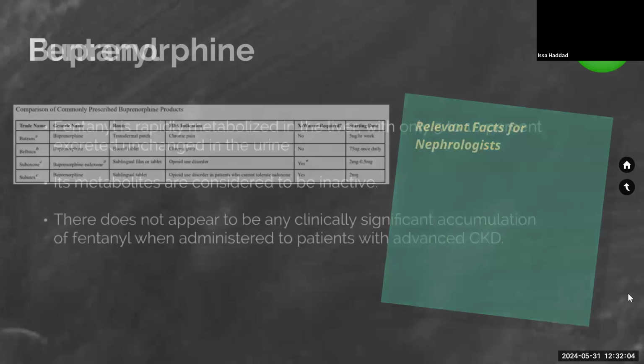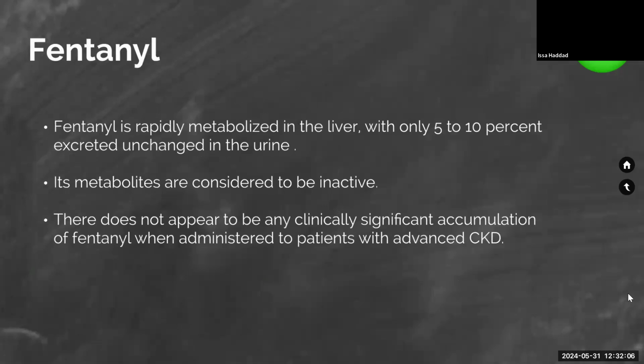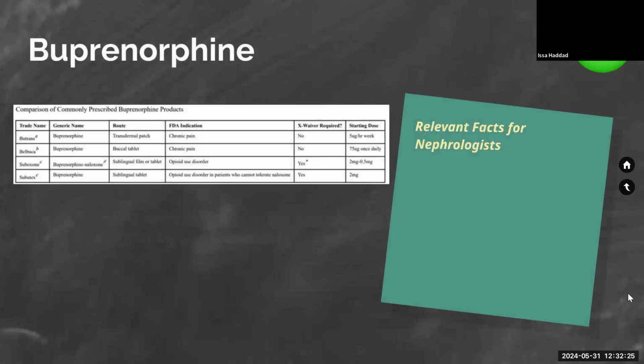So fentanyl is rapidly metabolized in the liver with only 5 to 10% excreted unchanged in the urine, and its metabolites are considered to be inactive. So that's why it's also considered to be safe, and there does not appear to be any clinically significant accumulation of fentanyl when administered to CKD patients.